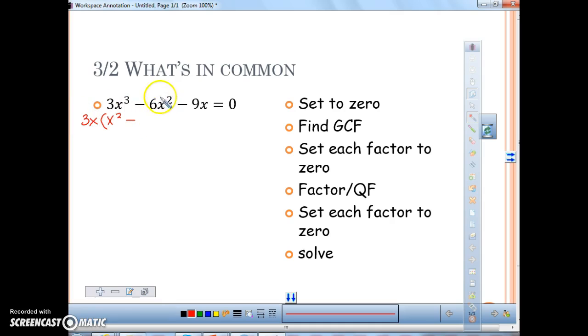3x times what gives you negative 6? x squared. 2. How many x's? 1. See, x times x is x squared. 3x times what? 3. Minus or plus? Any x's? No.